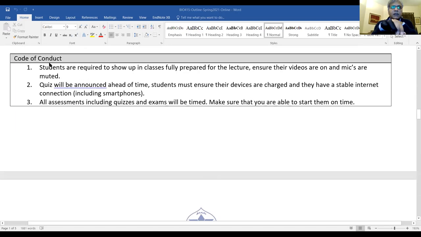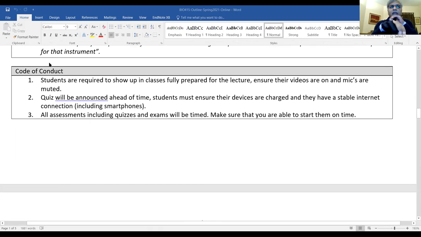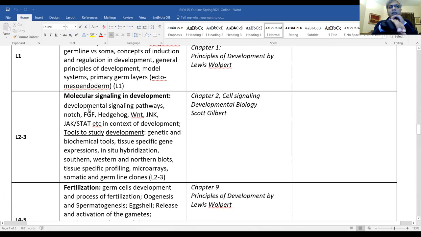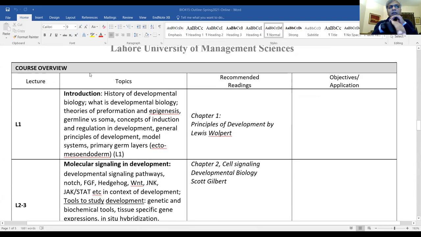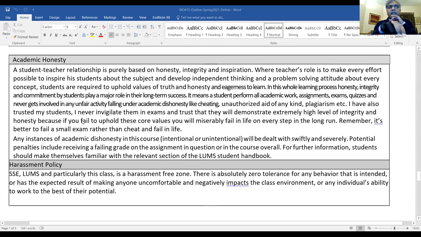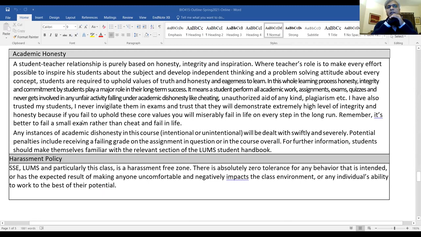So the book we are going to use is Wolpert, and we'll cover different topics. From today, we are going to start the fundamental tools and concepts in developmental biology. An important thing is whenever you write an email, whenever you share something with us, you are going to write an email to myself and Ahmad both. Keep me CC or Ahmad CC whenever you write.